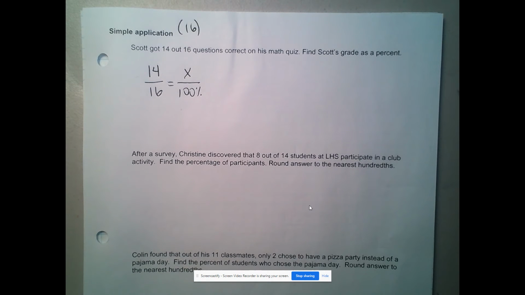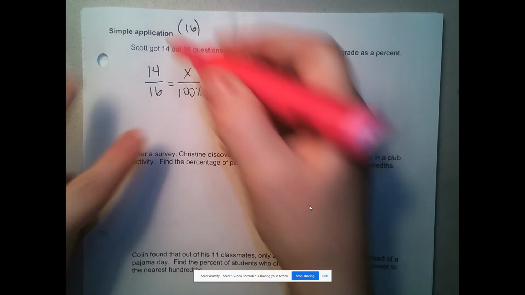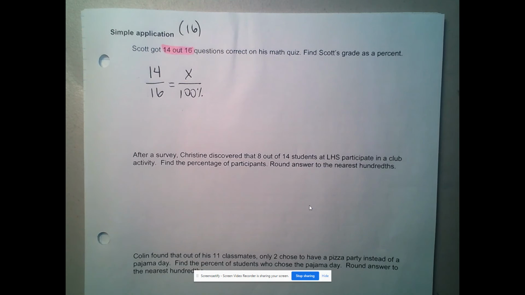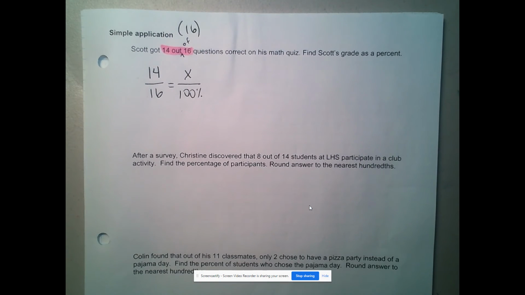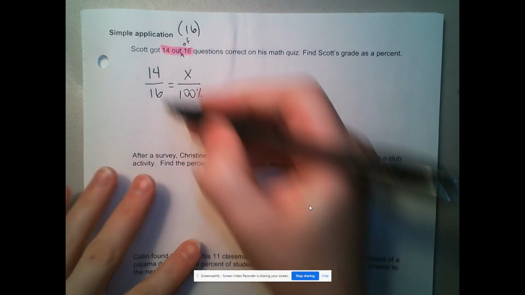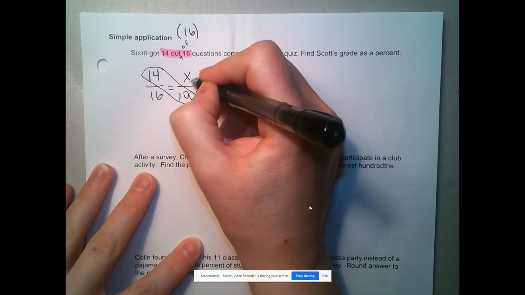So all I'm doing here is translating this, 14 out of 16, and the word of should be there, into a proportion. So 14 times 100, 16 times X.